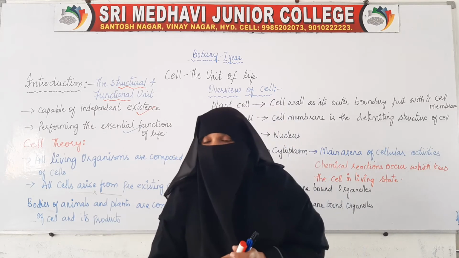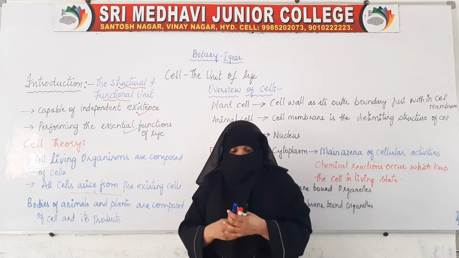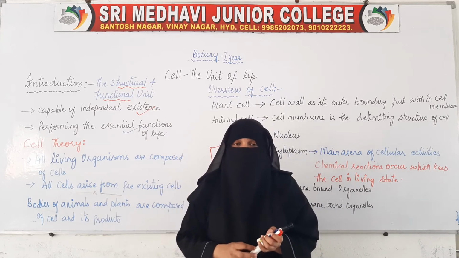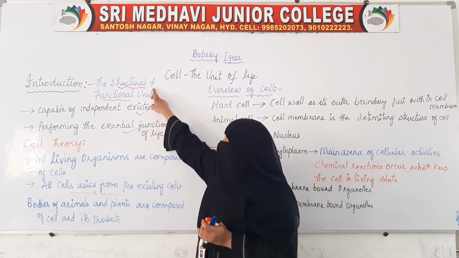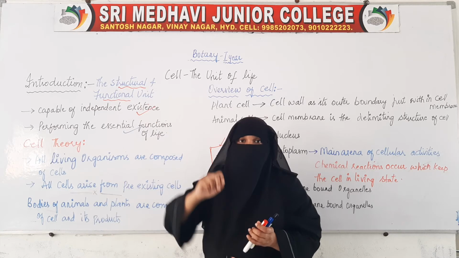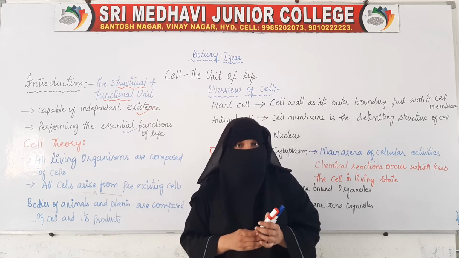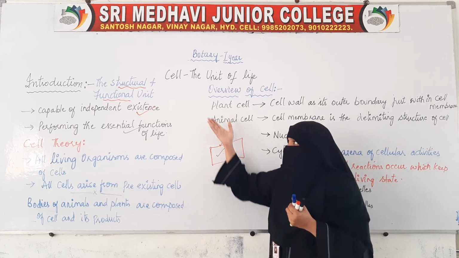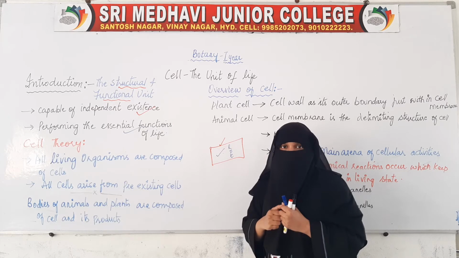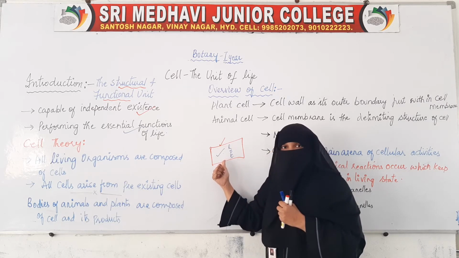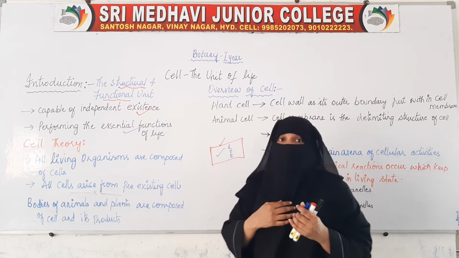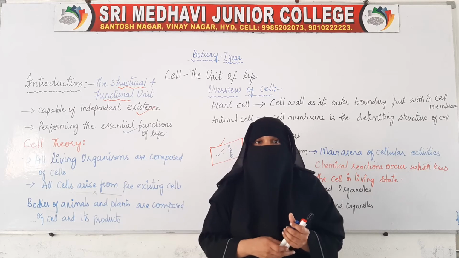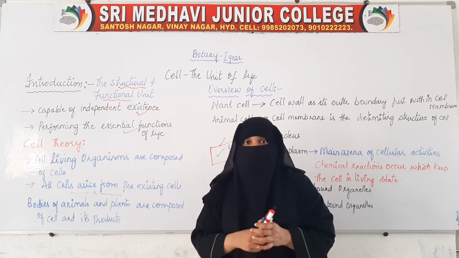So, now we already know that the single cell is able to perform all the functions. That is why the cell is called the basic structural and functional unit of life. Whatever the functions performed by the cell, those are the functions of the living organism. So, that is why the cell is the basic structural and functional unit of organisms.